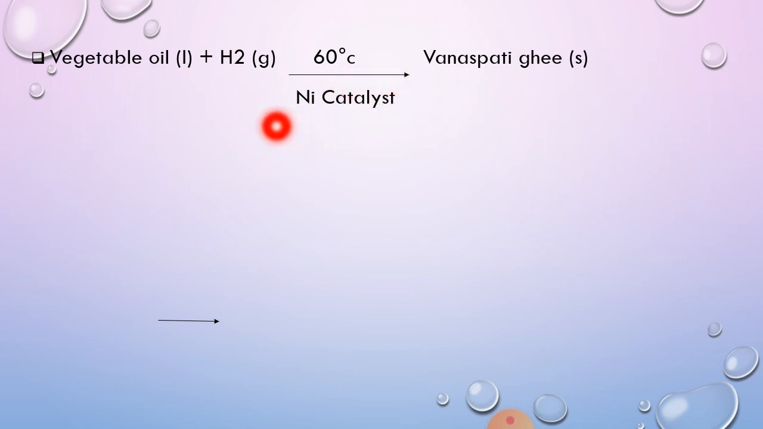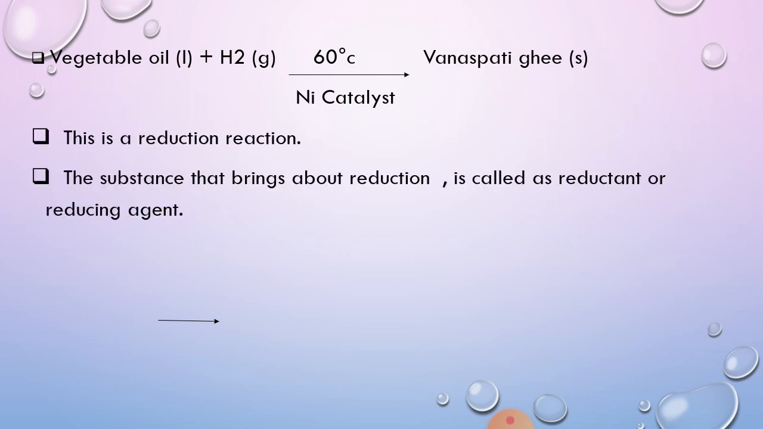Now tell me which reaction is this? Here what is added at the reactant side? H2 is added. Yes, so this is a reduction reaction. The substance that brings about reduction is called a reductant or the reducing agent.